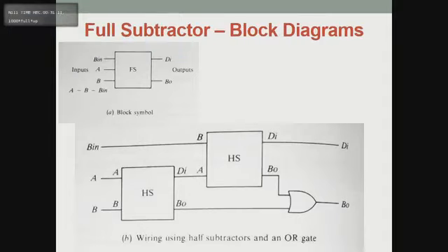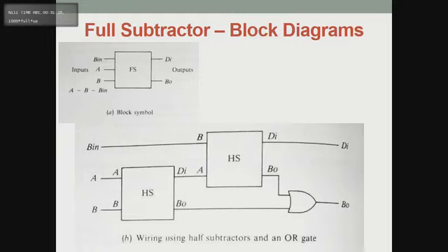That's the block diagram. For a full subtractor, there are 3 inputs, just like a full adder: 3 inputs, 2 outputs. Half adder and half subtractor, 2 inputs, 2 outputs. Full adder and full subtractor, 3 inputs, 2 outputs.